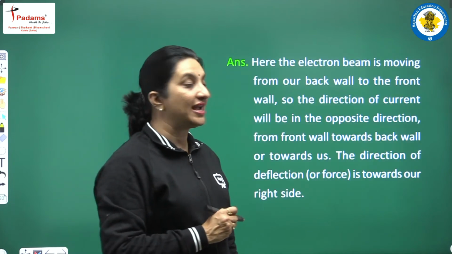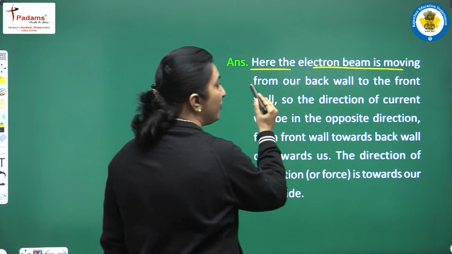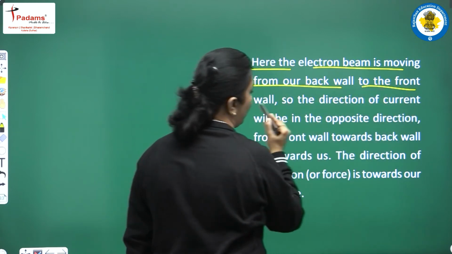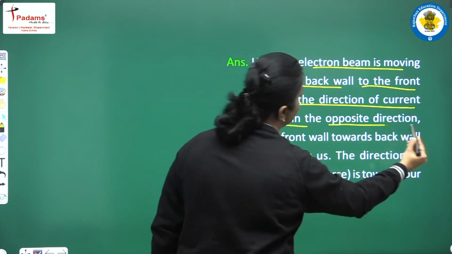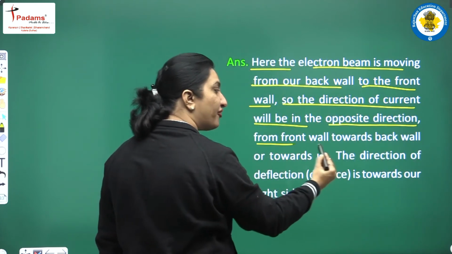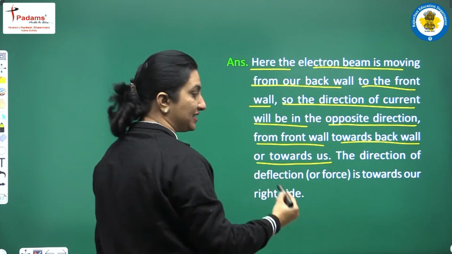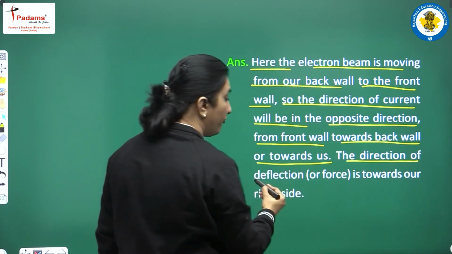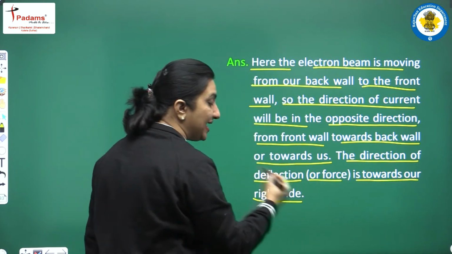So first we will write, students, that here the electron beam is moving from our back wall to the front wall. So the direction of current will be in the opposite direction, from front wall towards back wall, or towards us. The direction of deflection and the force is towards our right side.